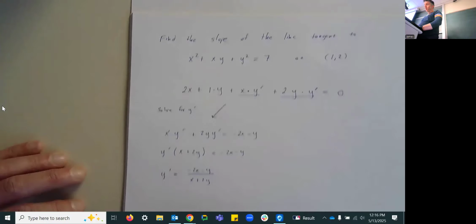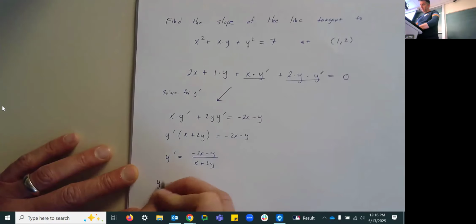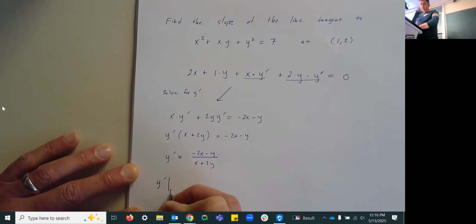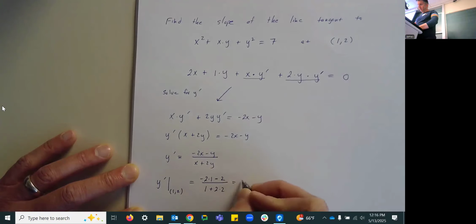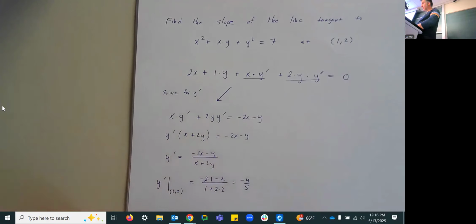And then we can plug in the point and say that the derivative y prime evaluated at the point 1, 2, we're just going to plug in 1 for each x and 2 for each y. So it's negative 2 times 1 minus 2 over 1 plus 2 times 2, which is going to be negative 4 over 5. And that wasn't too terrible, but there's a better way to go.